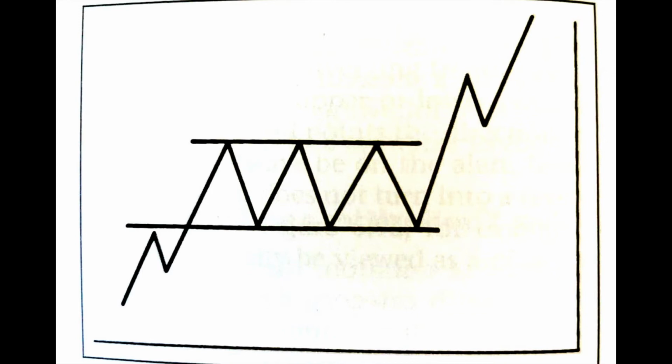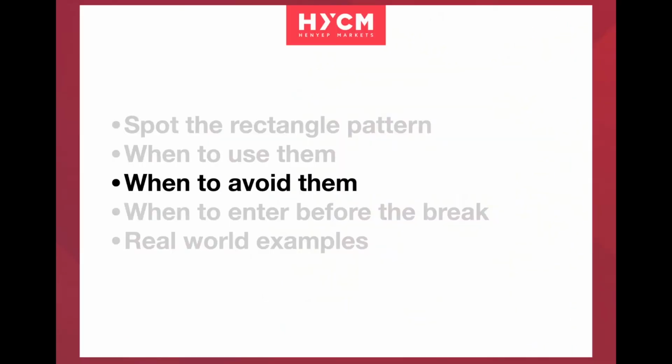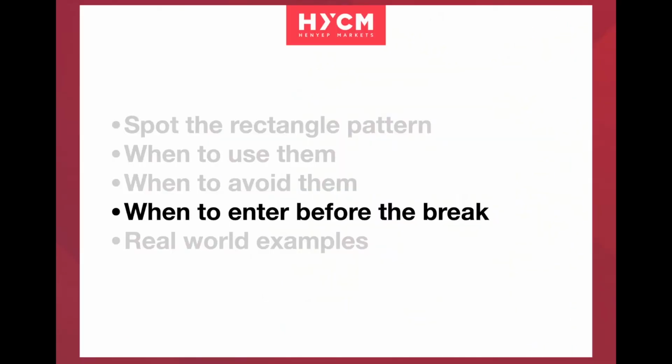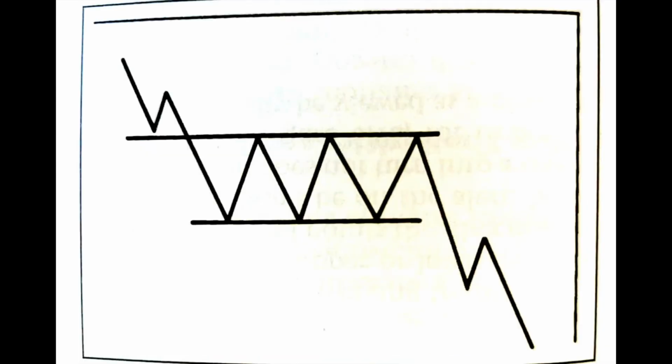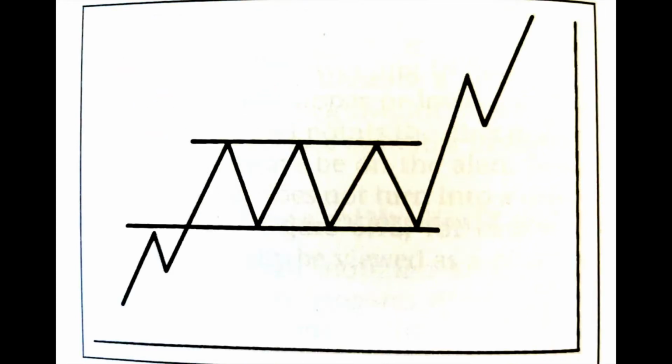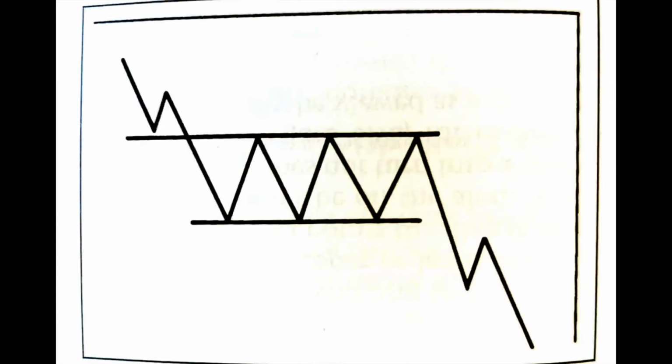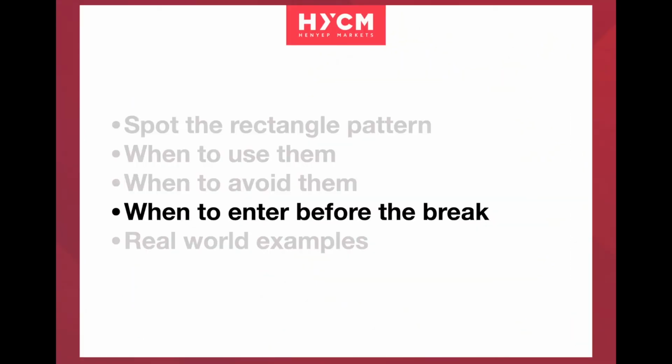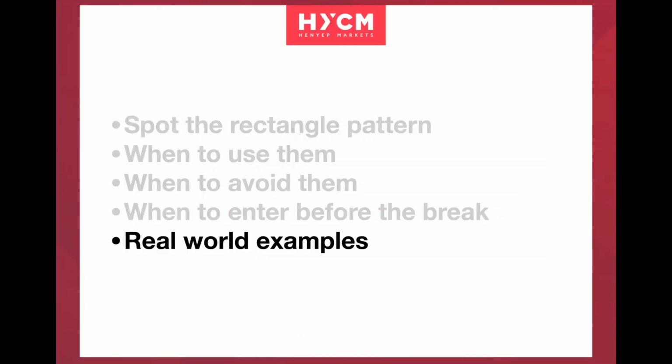And I will highlight a current example that we can see at the moment. This also means you can enter before the break. Now, normally the technical break would be a break of the line. So in the case of a bearish rectangle pattern, you enter on the break or the close below the bottom parallel line. In case of a bullish pattern, you enter on the break and the close above the top of the pattern. There are opportunities when you can enter before the break, and again, when you have a lot of conviction in the trade. Here's a real world example.